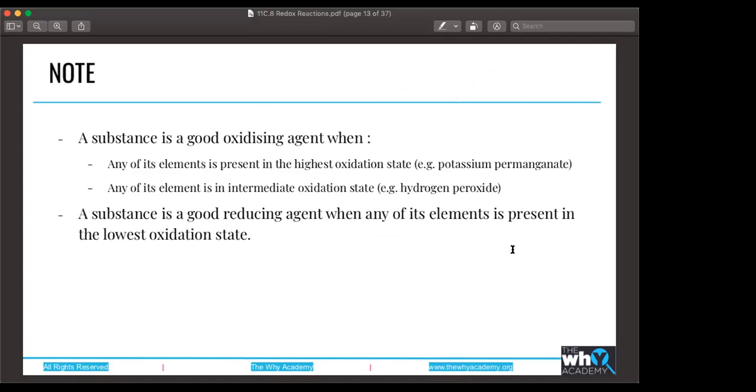Okay. Good oxidizing agents, good reducing agents. A substance is a good oxidizing agent when any of its elements is present in the highest oxidation state. An example is potassium permanganate, KMnO4. Can you calculate the oxidation state of manganese in this compound? Mitali, check your calculation. It is not plus 6.